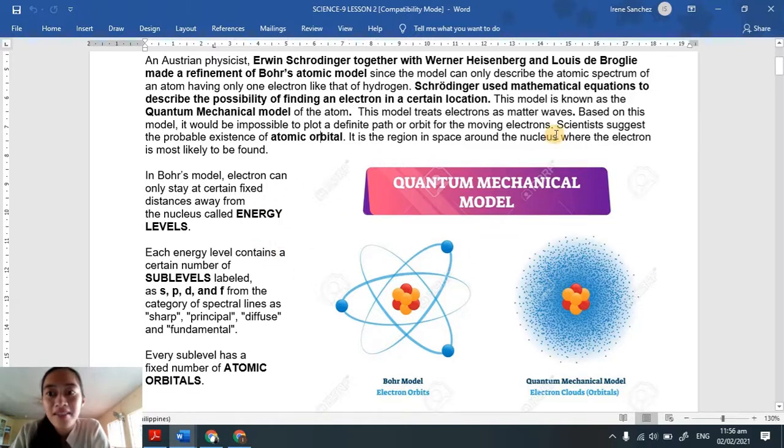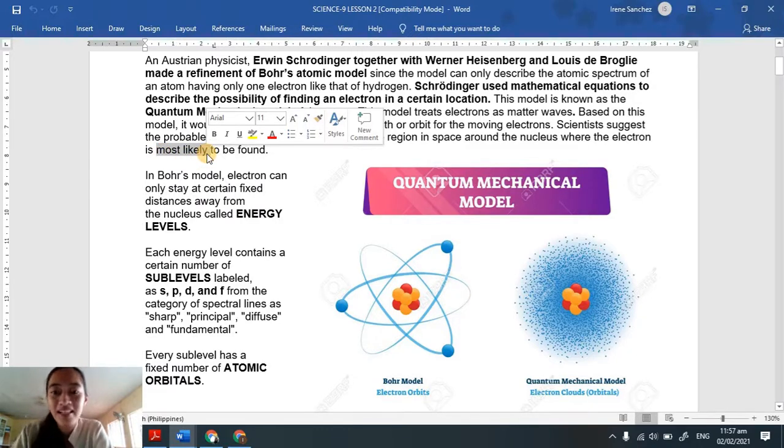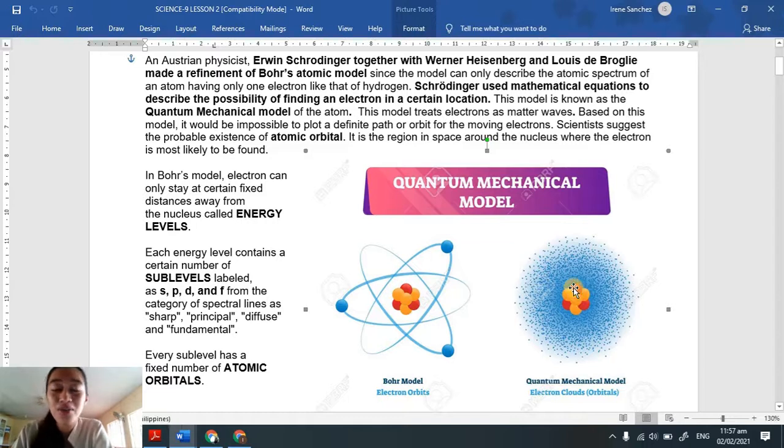So scientists suggest that there is an existence of an atomic orbital, and this atomic orbital is a region in space around the nucleus where the electron is most likely to be found. So most likely means there is a big chance that it is here, but not that it is definitely here. So it is only most likely. This is called the atomic orbital.